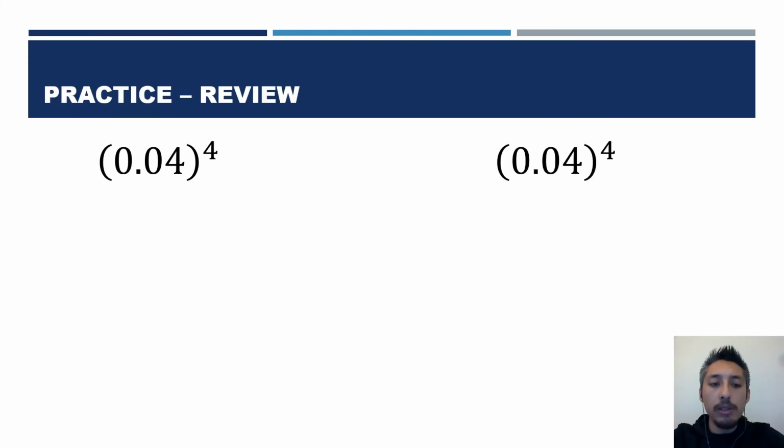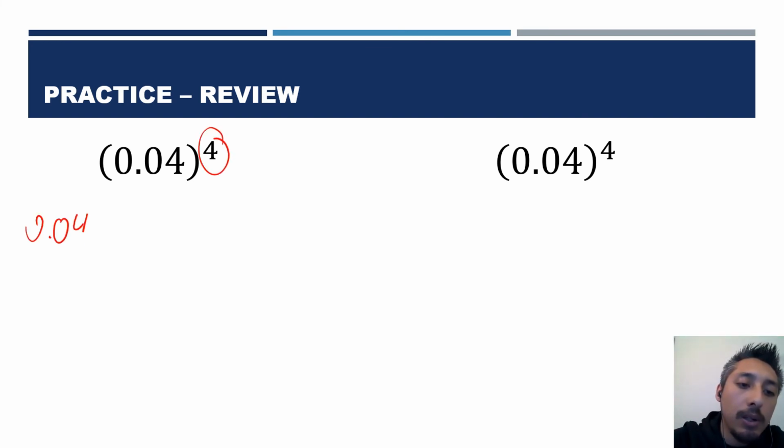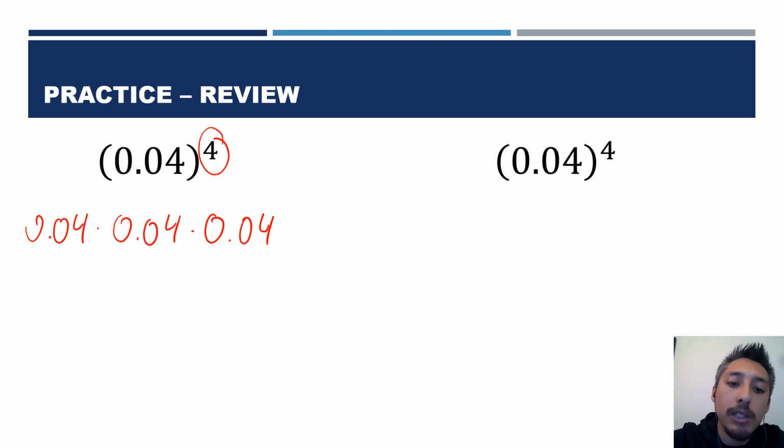That was 1 minute. Let's go ahead and review the problem together. As you can see, we have the problem written down here twice. That's actually because there's 2 ways that I want you to think about doing this problem out. We have 0.04 being multiplied by itself 4 times because of that exponent. So this is 0.04 times 0.04 times 0.04 times 0.04.